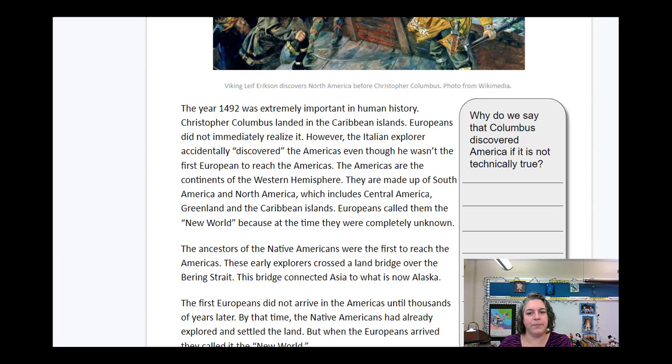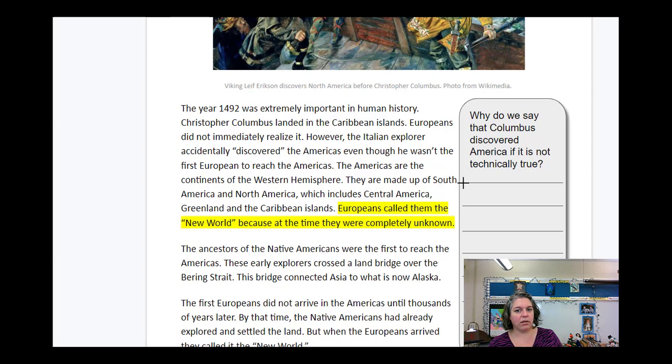Based on what's in these three paragraphs, why do we say that Columbus discovered America if it's technically not true? Looking at the text evidence that's here, the Europeans called it the New World because at the time, these places were completely unknown. So if the Europeans had no idea that this stuff existed, but Columbus comes and finds it and then goes back and tells stories about it, that would be part of it.